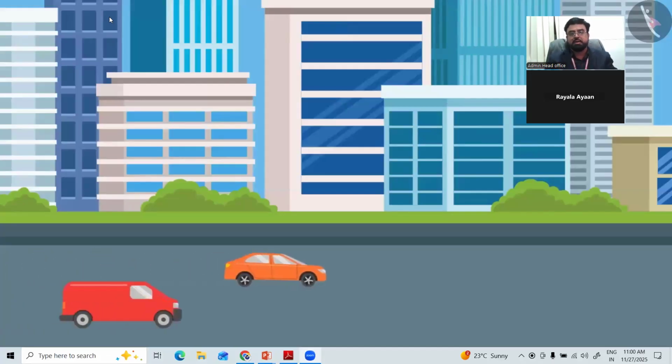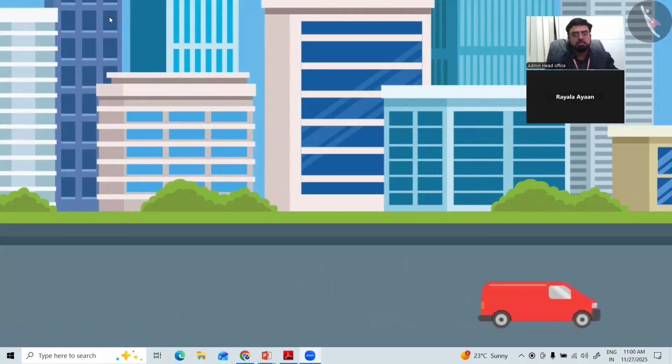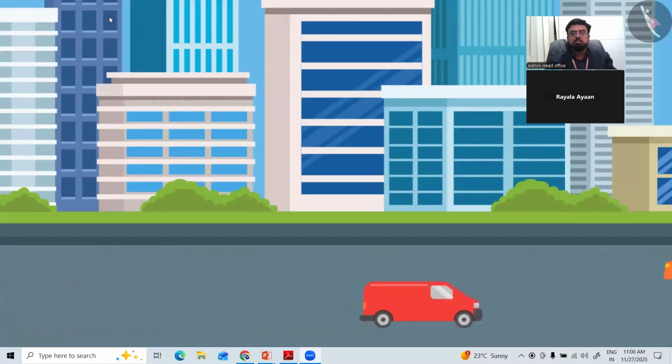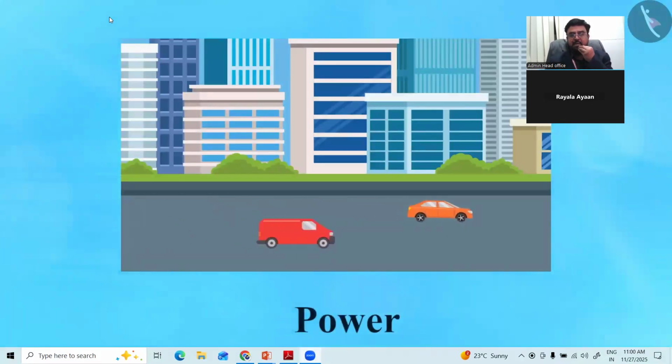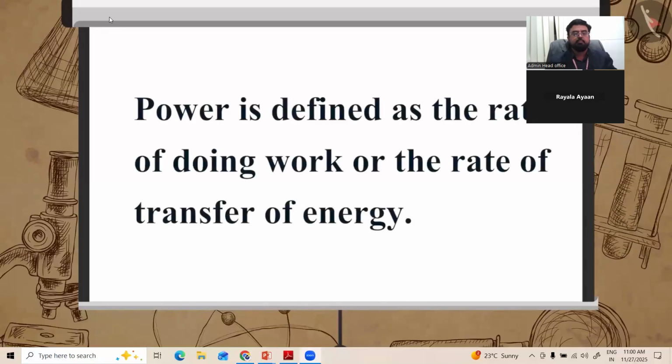You can call a more powerful car. A powerful car can cover more distance in a short period of time than a less powerful car. These cars are classified according to their rate of doing work, that is the power of the car, horsepower. And power measures this rate at which work is being done. Thus, power is defined as the rate of doing work or the rate of transfer of energy.